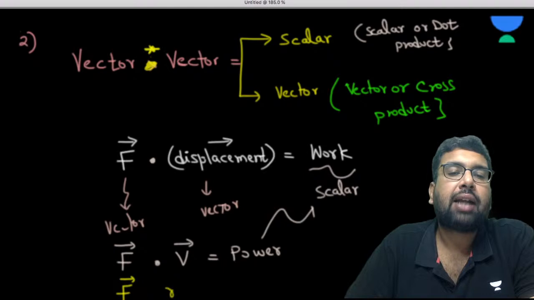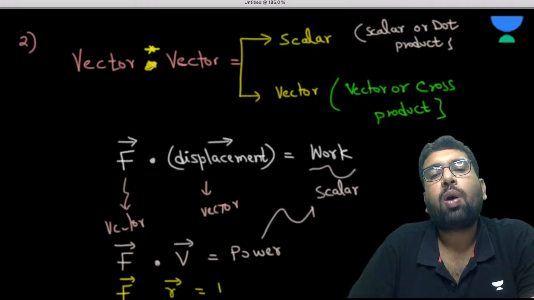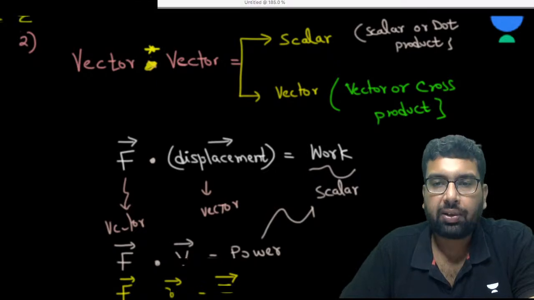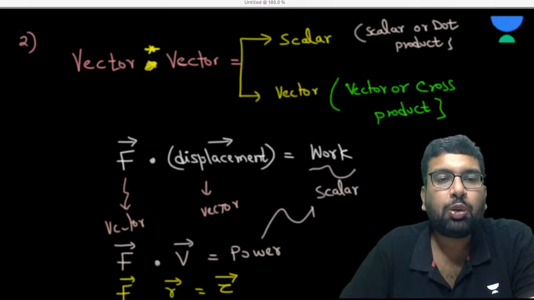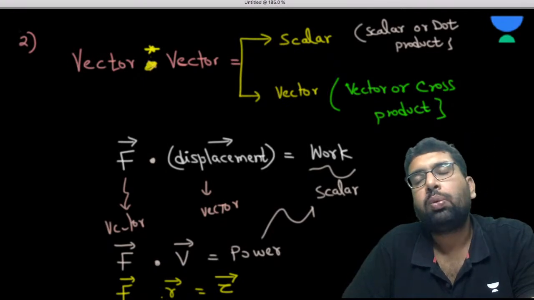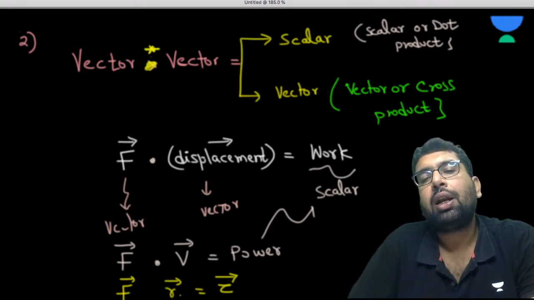Torque is basically a form of force actually. Are you getting my point? Normally we represent it like this, tau, and I have placed the sign of the vector, so this is also a vector. Now two vectors are getting multiplied, and you are getting a vector.